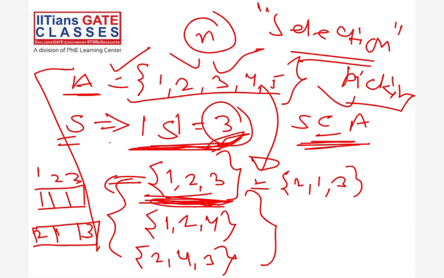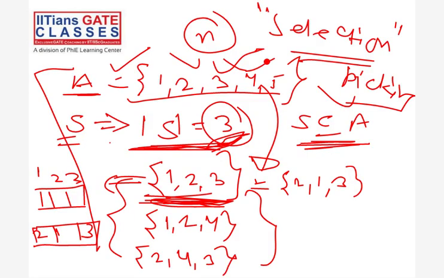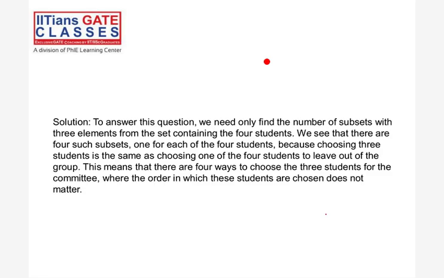So this problem is different from the permutation problem. In this problem we do not have to arrange, we only have to select. The only work we have here is selecting 3 elements from this set. We are not going to arrange or permute them.